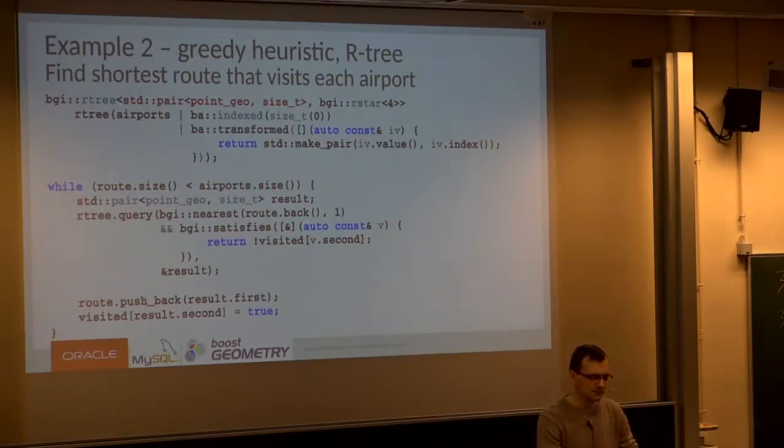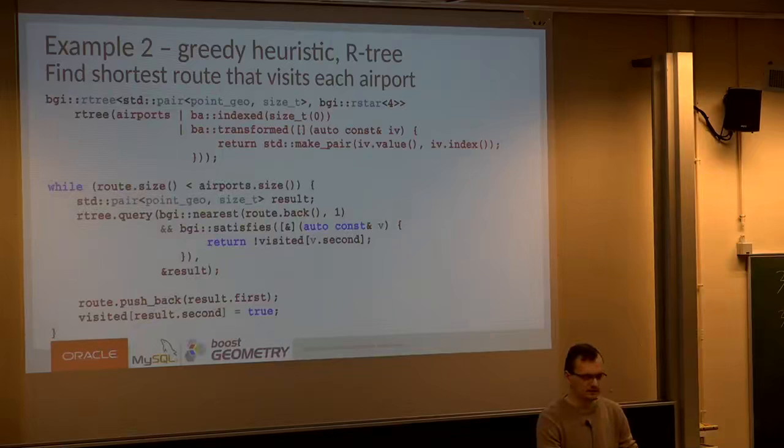This works by default. I could create a vector of pairs first, but I decided to do it on the fly using Boost range adapters. So here I'm creating a range, first indexing airports with an index starting from 0, and then transforming this range of indexed airports into a range of pairs. This is what you can do with Boost range adapters.